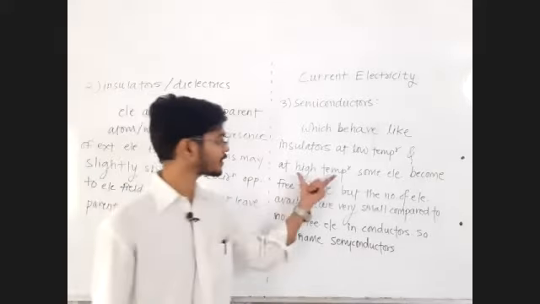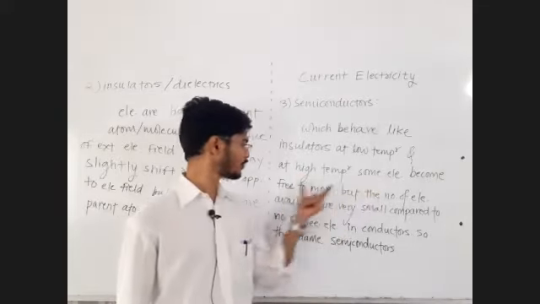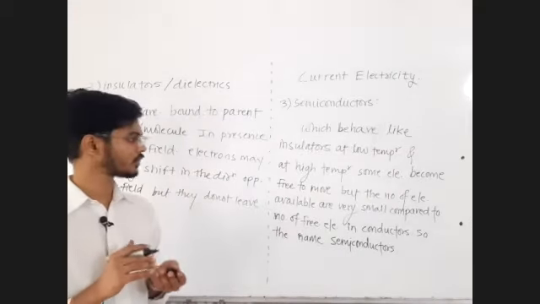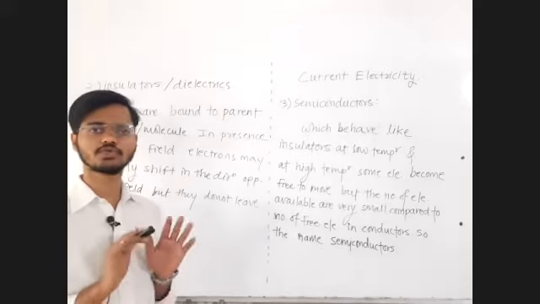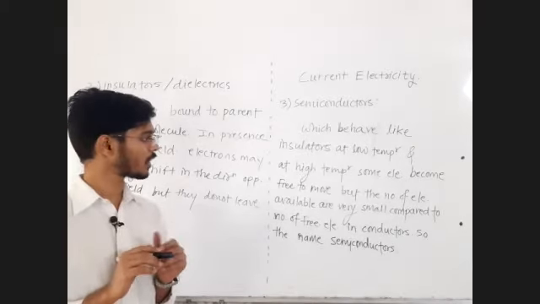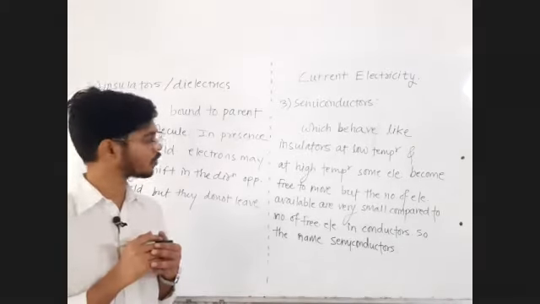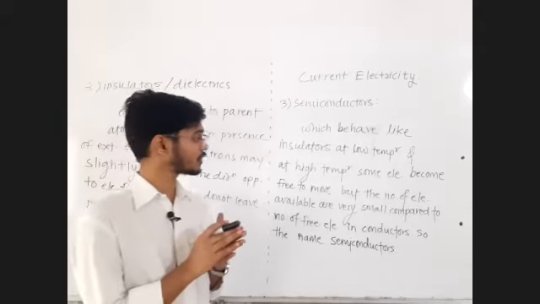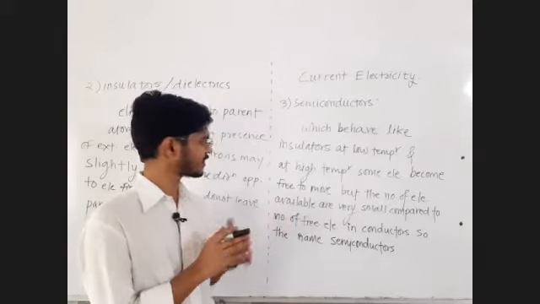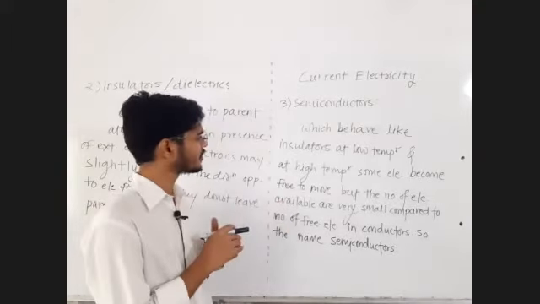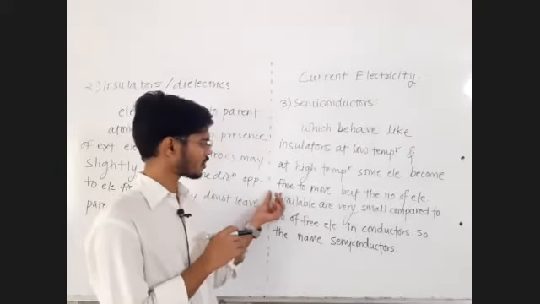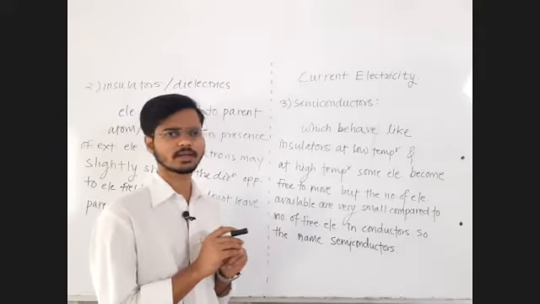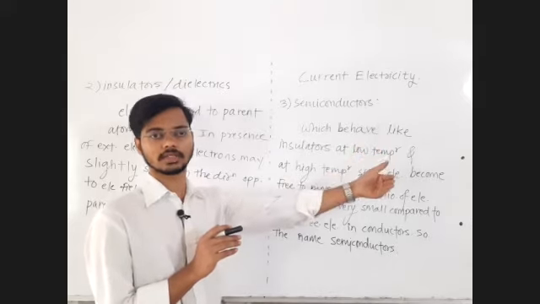But at high temperature some electrons become free to move. They are available for the conduction. But the number of electrons which are available for the conduction, even at very high temperature, is very less in count compared with the conductors.